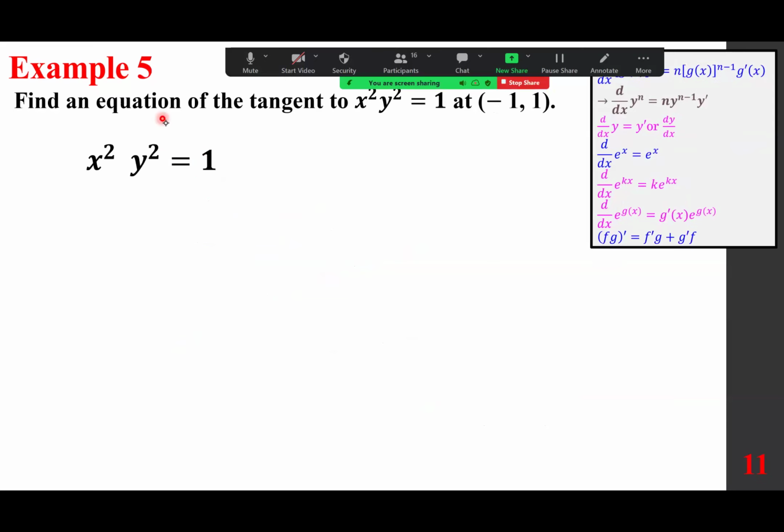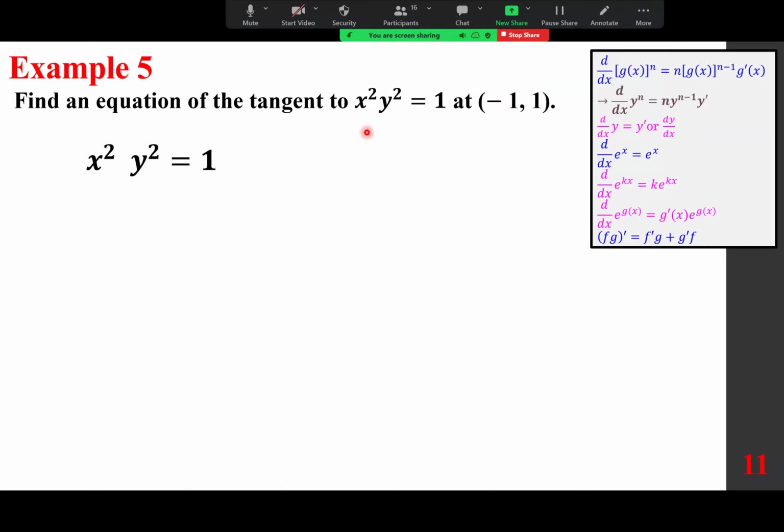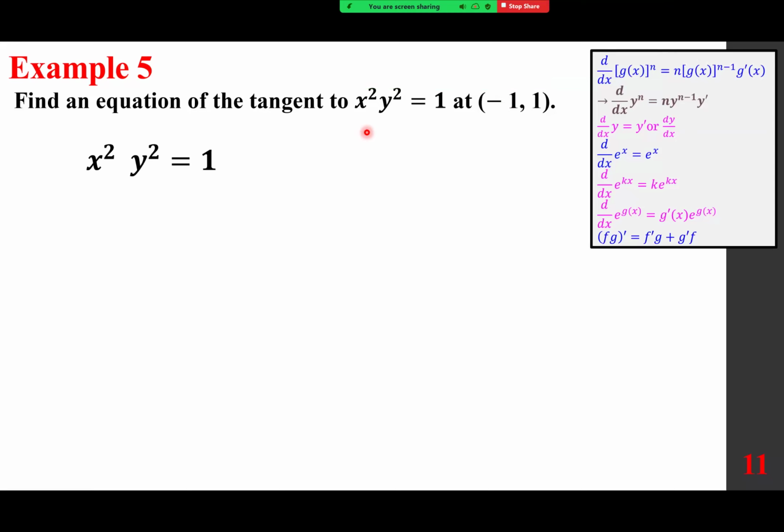Find an equation of a tangent line to x squared y squared equals 1 at negative 1, 1. When you want to come up with the equation of a tangent, you always need a pair, x comma y. It's given. And again, they don't have to give you x comma y. They have to give you x. You can figure out the y. You also need the slope. To come up with the slope, you need to differentiate. Therefore, we are going to differentiate this implicitly.